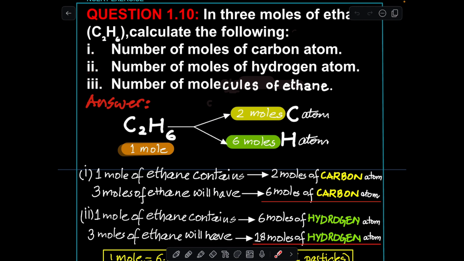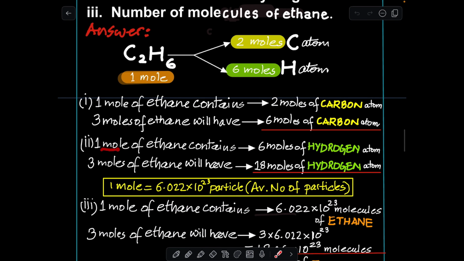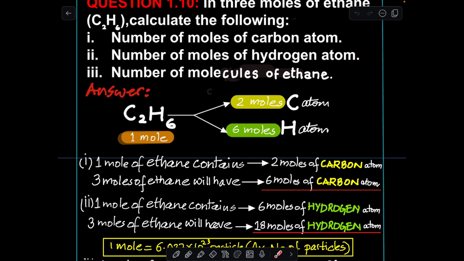So the very first one: 1 mole of ethane contains, as we did here, 2 moles of carbon atoms. Therefore for 3 moles of ethane we multiply 2 by 3, so 6 moles of carbon atoms. So the first answer is 6 moles of carbon atoms. Second, 1 mole of ethane contains 6 moles of hydrogen atoms, as we did here. So 3 moles of ethane will have 6 into 3, that is 18 moles of hydrogen atoms. So the second answer is 18 moles of hydrogen atoms.